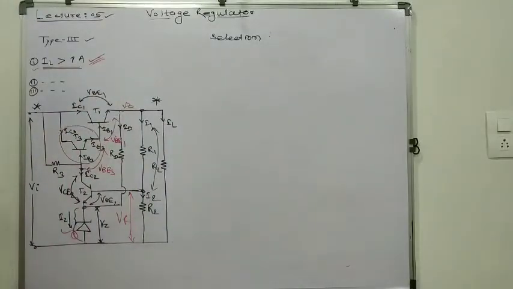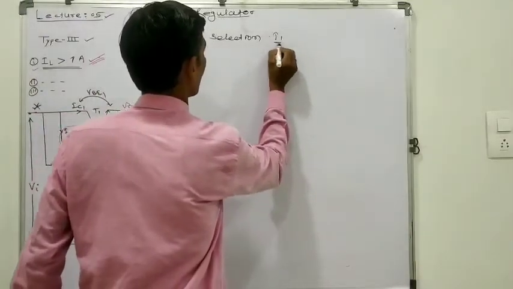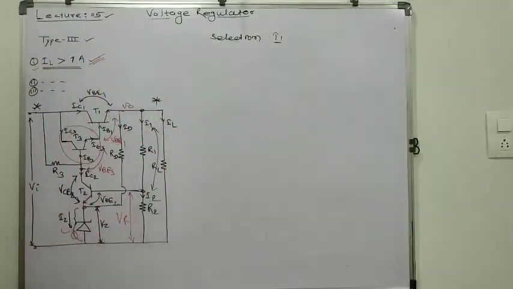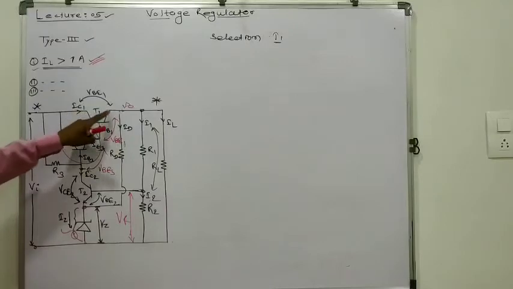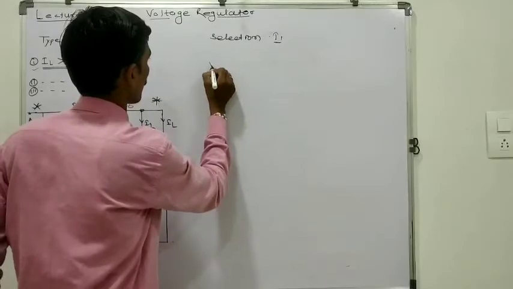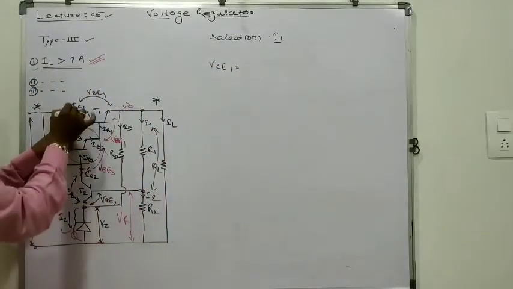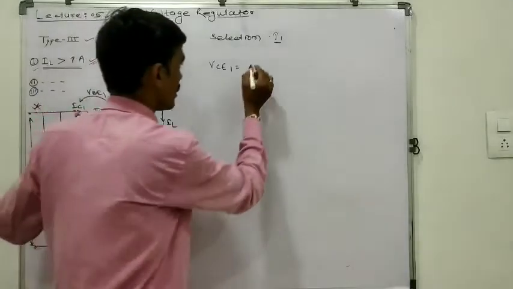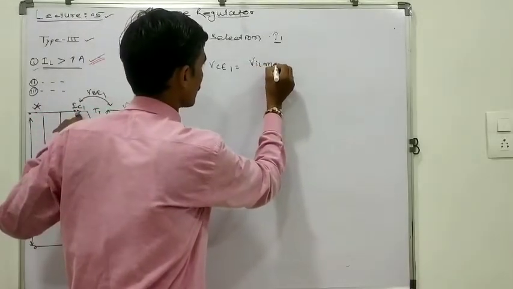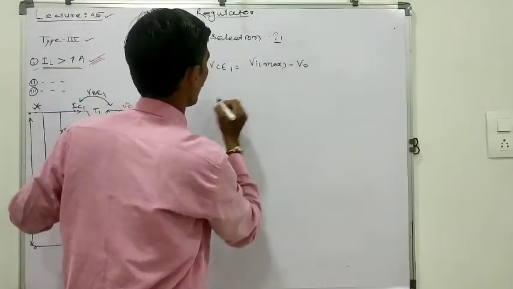Next is selection of transistor T1. While selecting transistor T1, we must know the collector to emitter voltage. So VCE1 is equal to what? This is the max voltage we have to consider, VI max minus emitter voltage, which is VO.